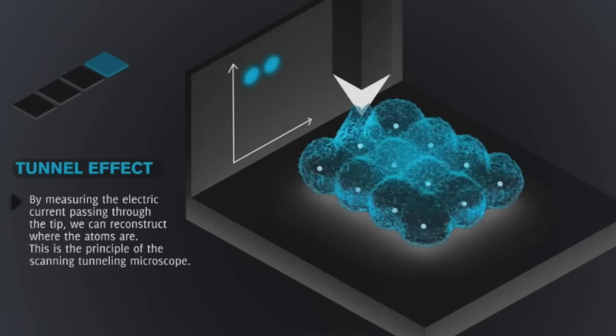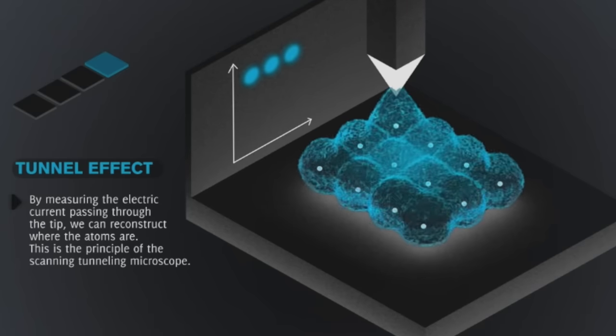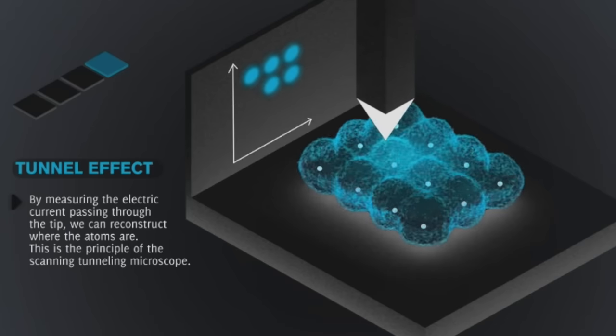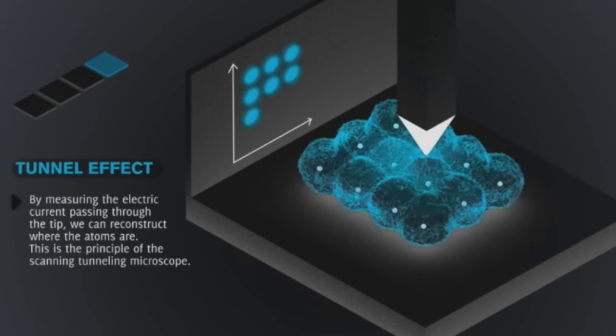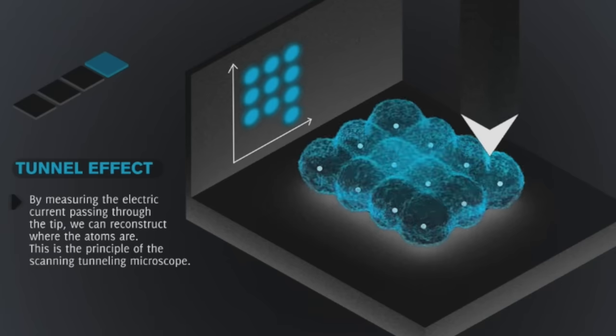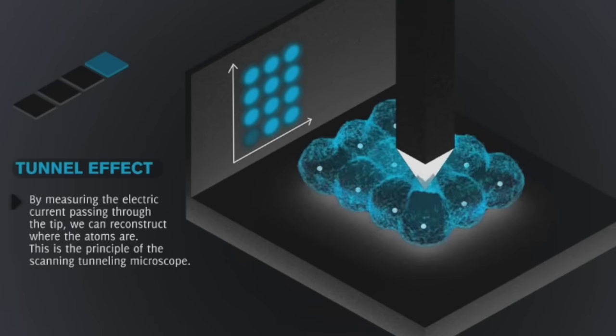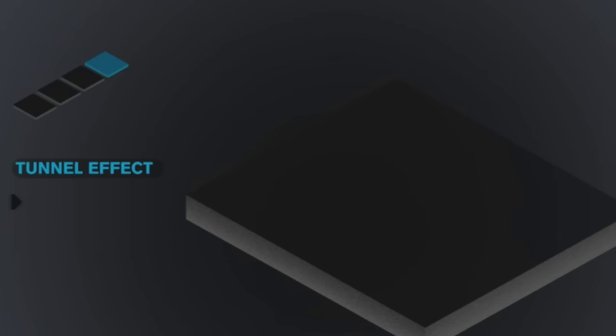By measuring the electric current through the tip, we can reconstruct where the atoms are. This is the principle of the scanning tunneling microscope then. Okay. Wow.